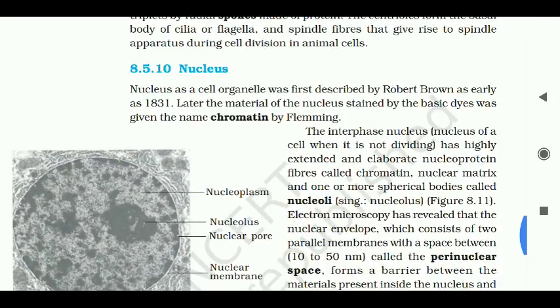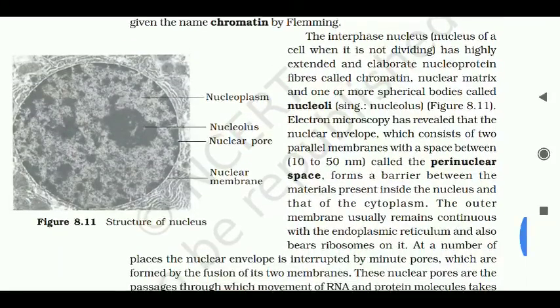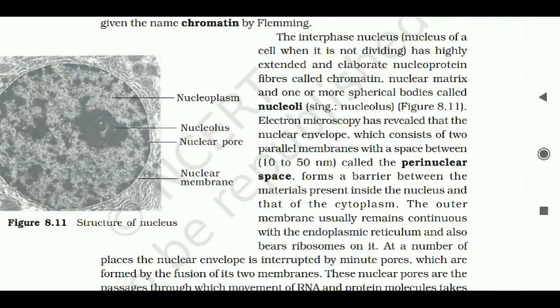8.5.10 Nucleus. Nucleus is a cell organelle which was first described by Robert Brown as early as 1831. Later, the material of the nucleus stained by the bases was given the name chromatin by Flemming. The interphase nucleus of a cell, when it is not dividing, has highly extended and elaborate nuclear protein fibers called chromatin, nuclear matrix, and one or more spherical bodies called nucleoli, singular nucleolus.